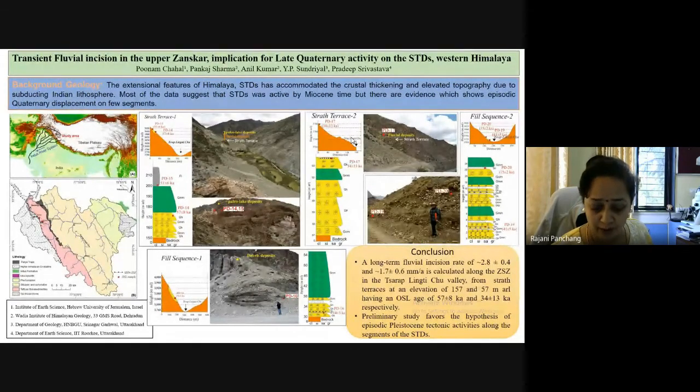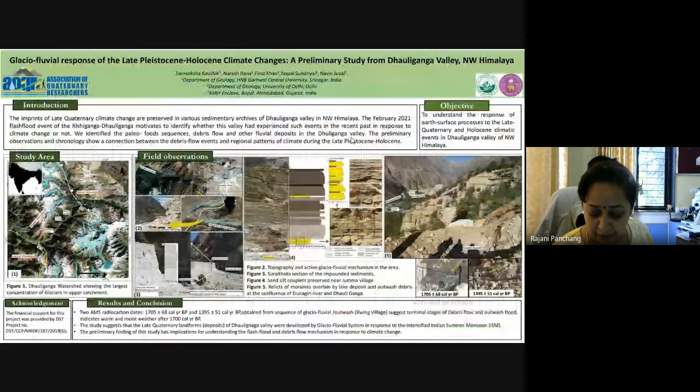Thank you so much. We move on to the next presentation by Samiksha Kaushik. Her group is presenting a poster entitled Glaciofluvial Response of the Late Pleistocene-Holocene Climate Changes, a preliminary study from Dhauliganga Valley, northwestern Himalayas.